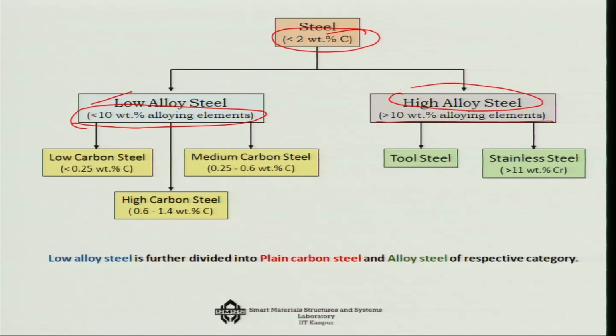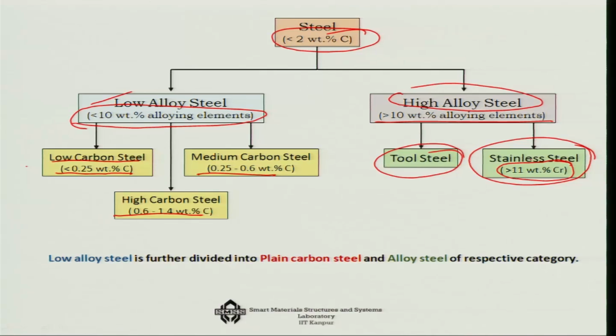Now, among the low alloy steel itself, there are 3 different types. One is the low carbon steel, which has less than 0.25 weight% of carbon, then medium carbon 0.25 to 0.6, and high carbon steel 0.6 to 1.4%. Among the high alloy steel, which has greater than 10 weight% of alloying elements, again there are 2 subgroups, one is the tool steel and another is the stainless steel. Now, stainless steel is very distinctly classified because of the presence of chromium in it.